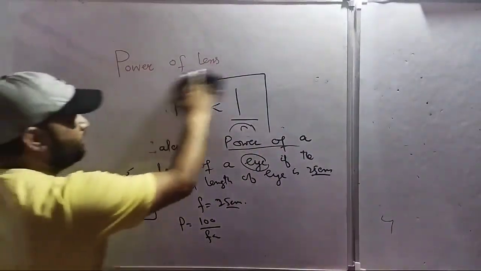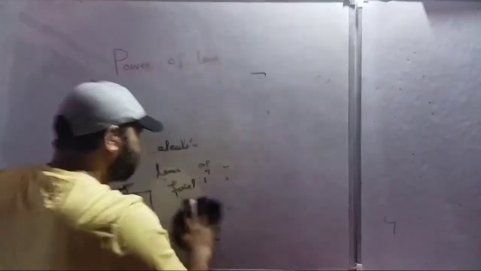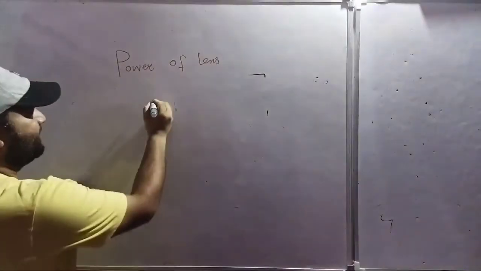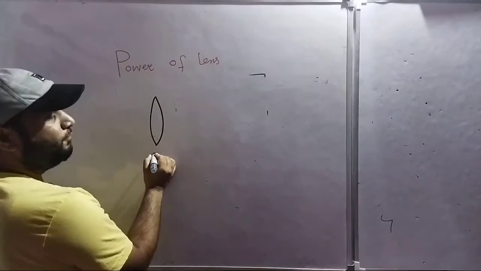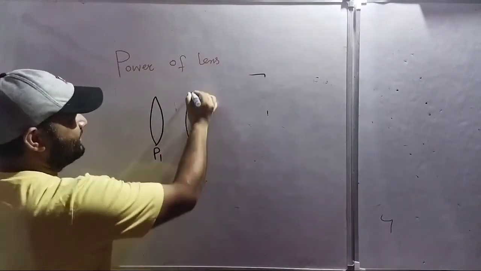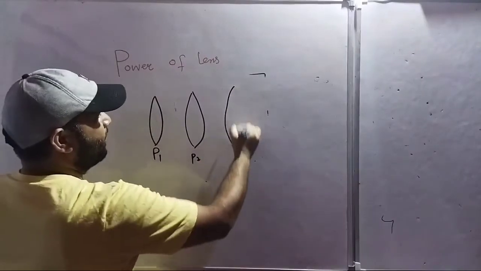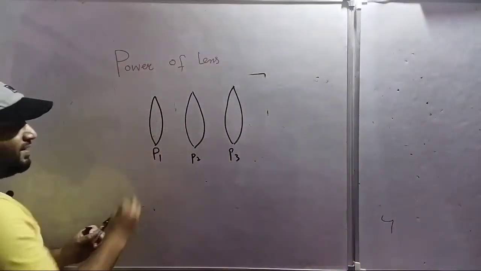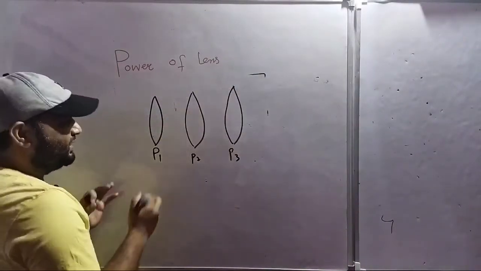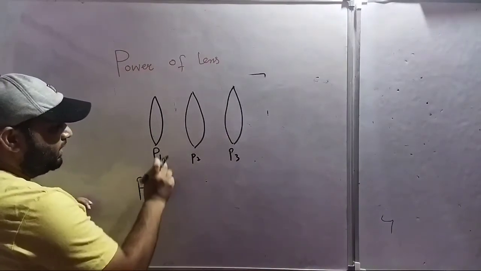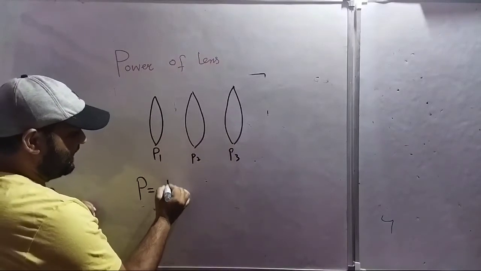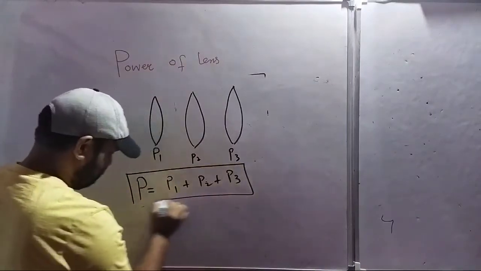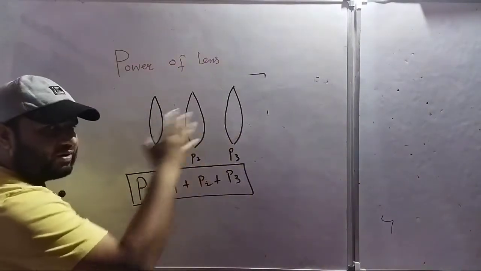Now the last point that you have to very quickly understand. If suppose you have so many lenses in contact, say for example you have a lens with power P1, one more lens with power P2, and one more lens with power P3. So what will be the total power? The total power will be the resultant sum of the individual lenses. So what does it mean? Simply the total power will be equal to the sum of the individual lenses, that is P1 plus P2 plus P3. So here is the expression. So this is the combination of the power of lenses.